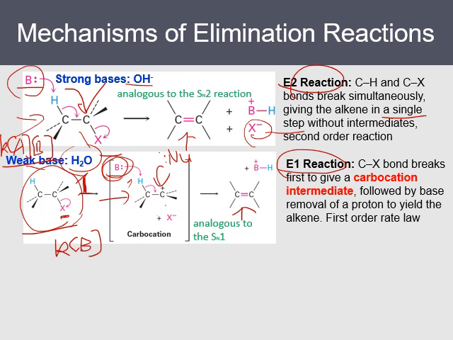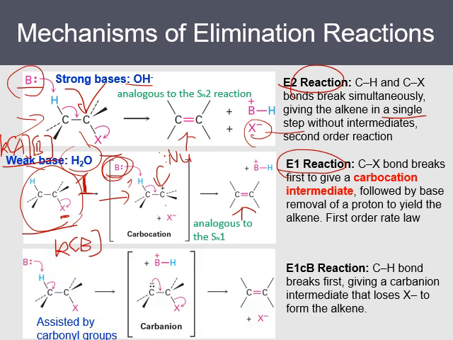Now there's one that is not very common, called the E1CB reaction. In an E1CB reaction, a base attacks the hydrogen first, the hydrogen at the adjacent carbon-hydrogen bond, and this gives you a carbanion. The two electrons form a carbanion. That's the first step. So it's also two steps, but the first step forms a carbanion instead of a carbocation.